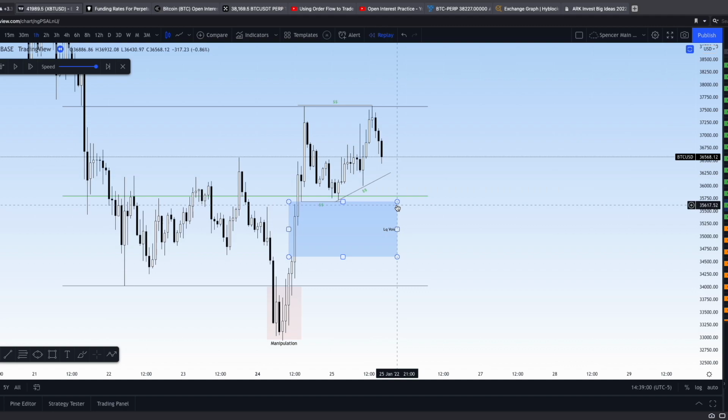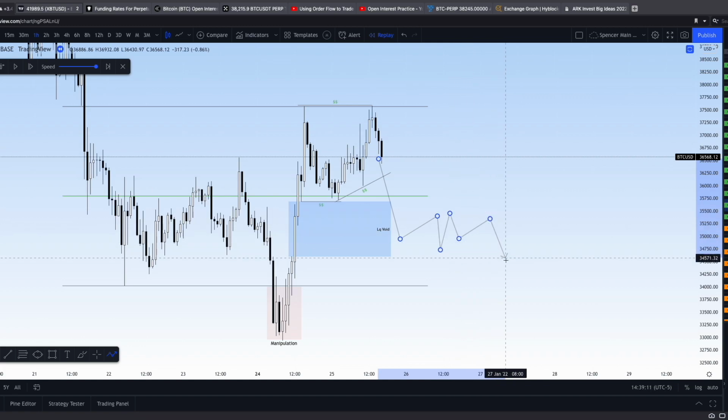Will it be drawn to it right away? No. Sometimes it is, sometimes it isn't. But it's worth noting that price will most likely, if it does come in this area, range in here, and continue with whatever it wants to do.